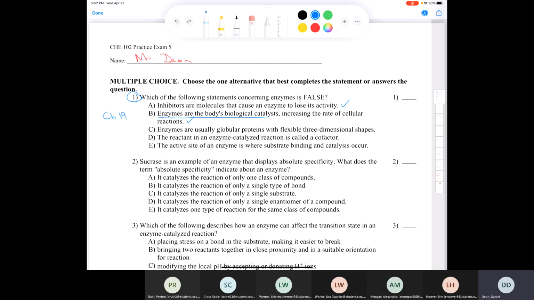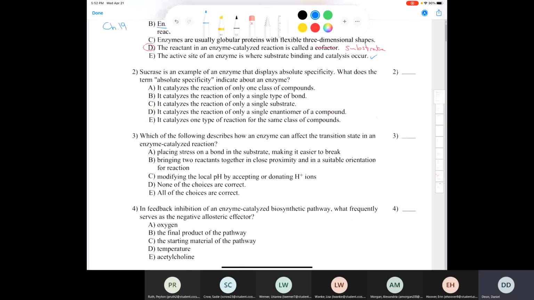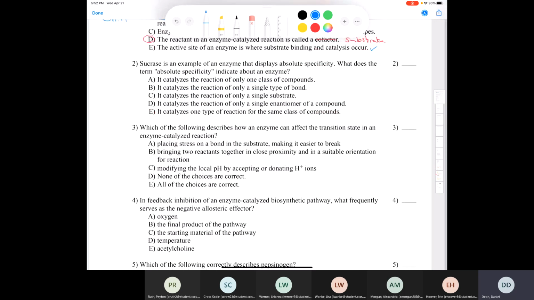Next one, D, the reactant in an enzyme catalyzed reaction is called a cofactor. That is in fact false, right? We are looking for a false statement. This is false. It is not called a cofactor. It is called a substrate. So that's the correct answer. The last one, E, is the active site of an enzyme is where the substrate binding and catalysis occur, and that's true as well.